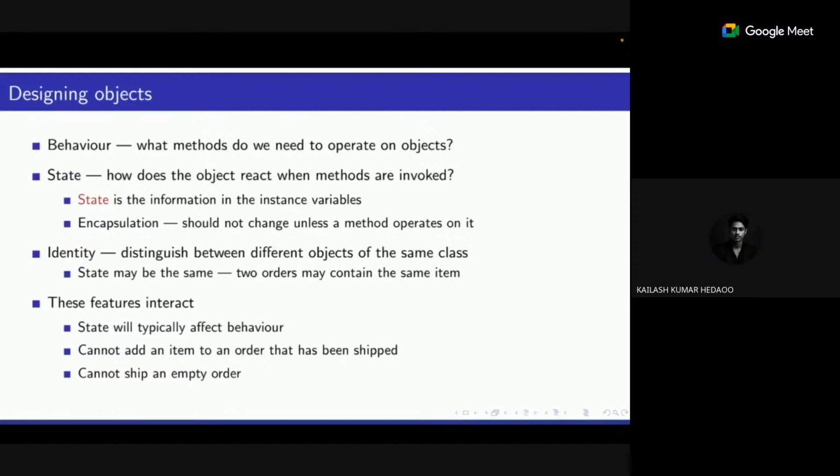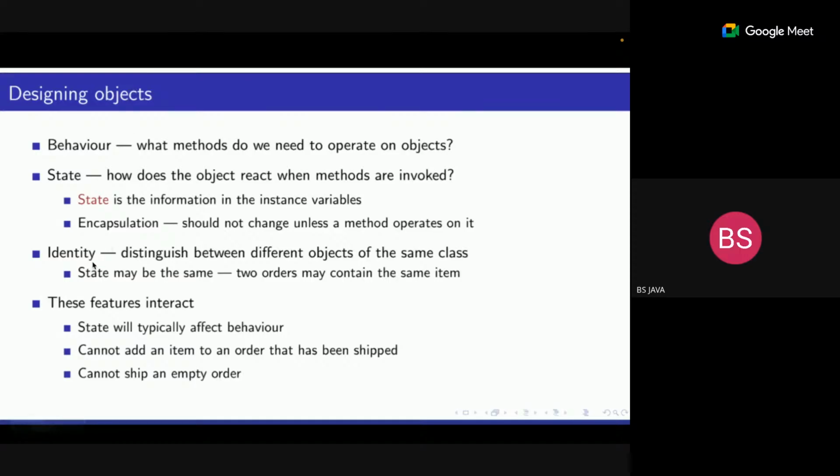Yeah, ma'am. At the time of declaration or initialization, whatever value we give, that is state. Yeah, right. Or later also we can change the state of the object using the behavior, using the methods. Behavior is the operations that we can perform. So using the behavior, we can change the state. Okay, ma'am. Now identity. All these are related to objects.